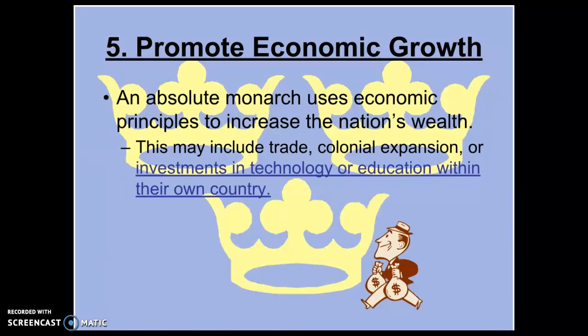All right, next is to promote economic growth. An absolute monarch uses economic principles to increase the nation's wealth. This could include trade, colonial expansion, or investing in technology or education within their country. So that's making sure that the nation's wealth grows. Remember, we talked about that idea of mercantilism and wanting to be the richest, okay? Absolute monarchs are totally about that.